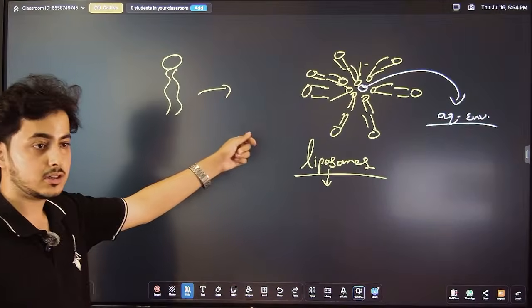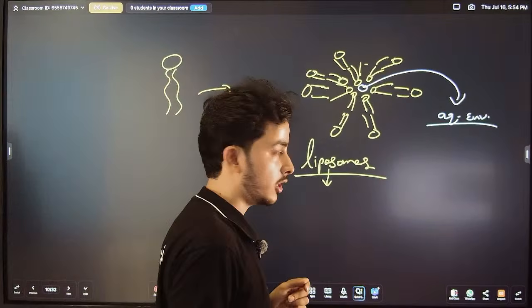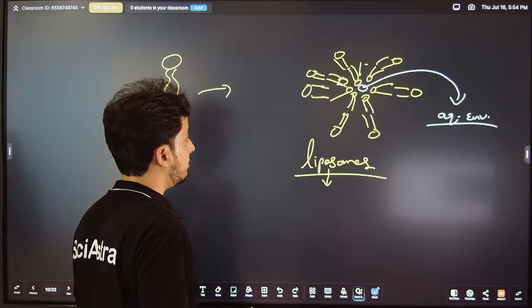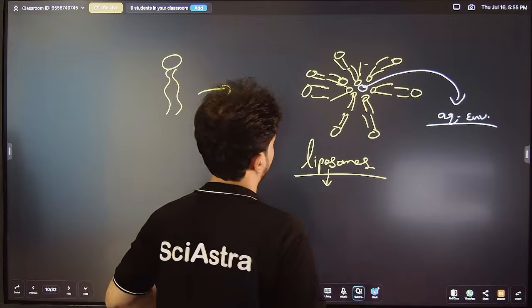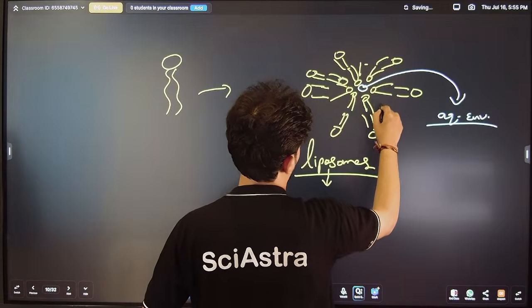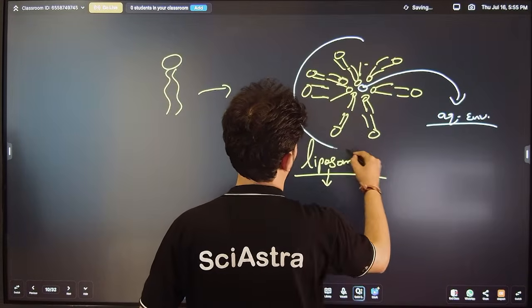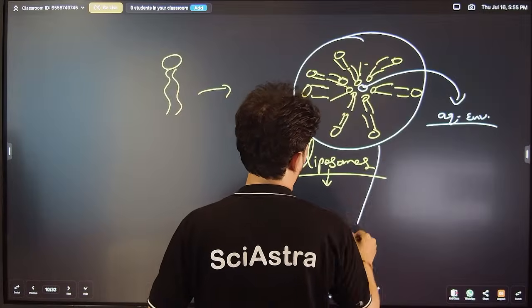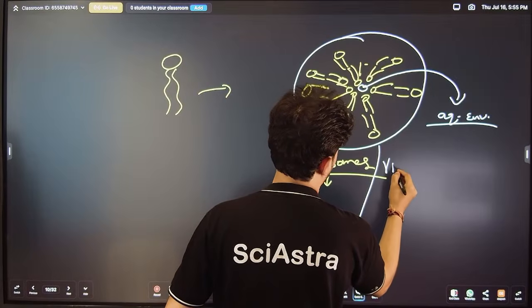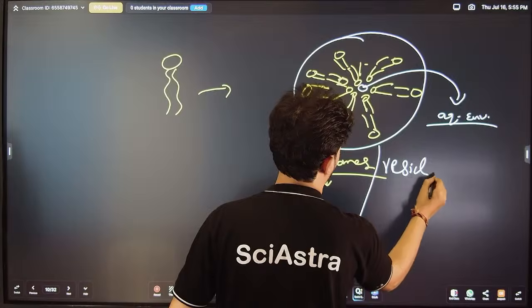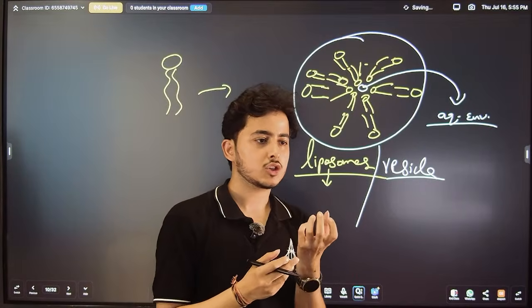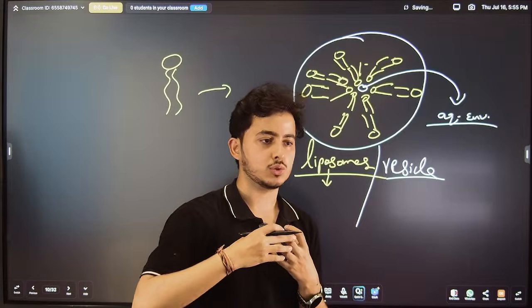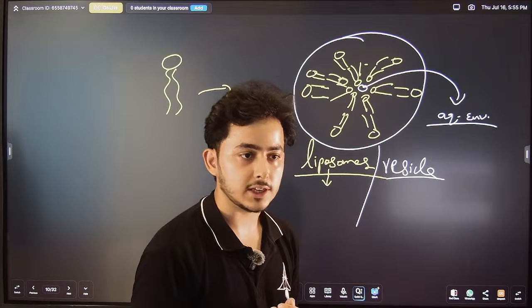Now comes the third structure, your liposomes. If you have this kind of structure where the first layer that you are having, this whole thing you can call a liposome, and you can call the structure a vesicle also. You have heard about vesicles, those structures which are used to transport molecules from inside and outside of the cell.